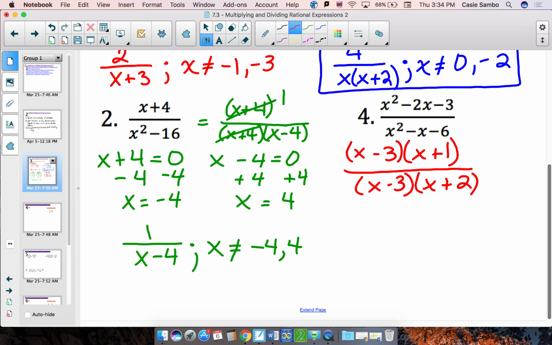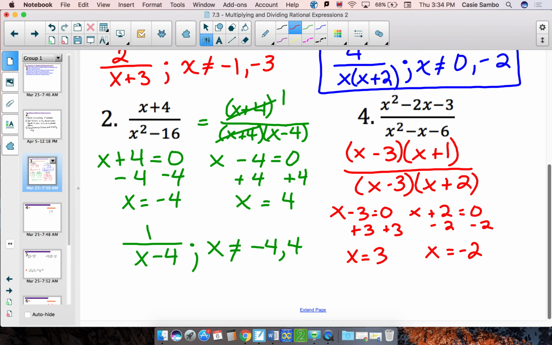I need to check for any problems with my denominator, so I'm going to set those equal to 0 and solve. So I have an issue at x equals 3 and at x equals -2. Now I would cancel anything that I can. I can only cancel that x minus 3 factor. So my final answer is x plus 1 over x plus 2, where x cannot equal 3 or -2.